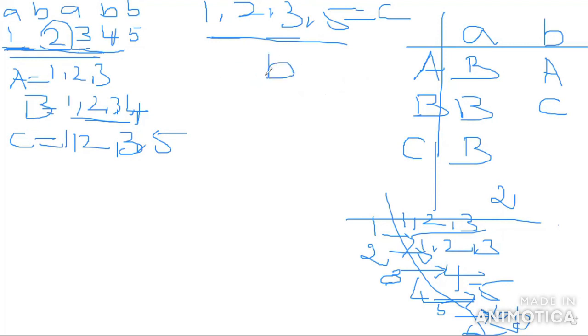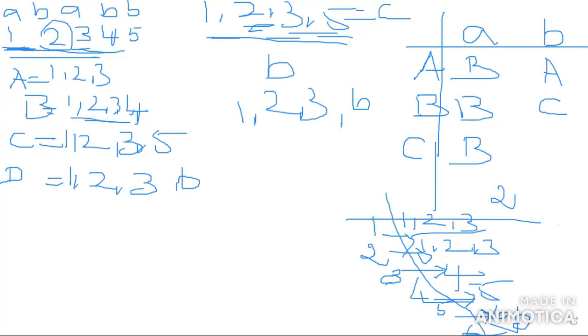Okay, what are the positions of B in the C state? One is 2, another one is 5. The follow position of 2 is 1, 2, 3. The follow position of 5 is 6. So 1, 2, 3, 6. This is not there in the states, so this is a new state. The new state, mark it as D. The D is nothing but 1, 2, 3, 6. So C comma B is D.